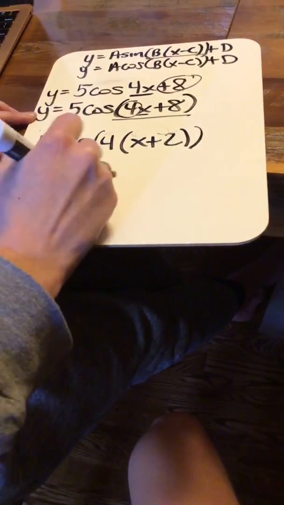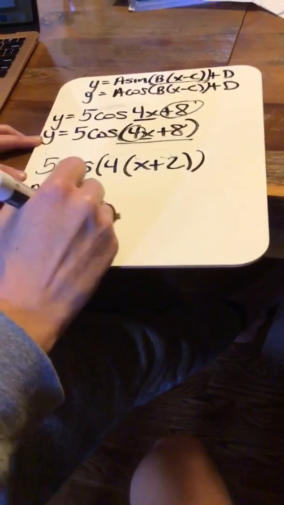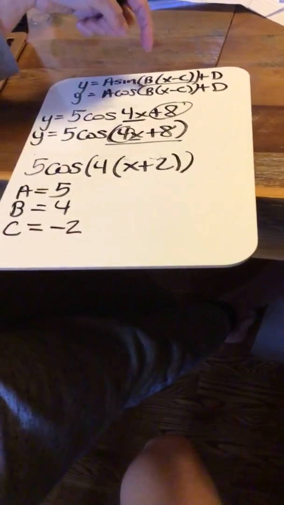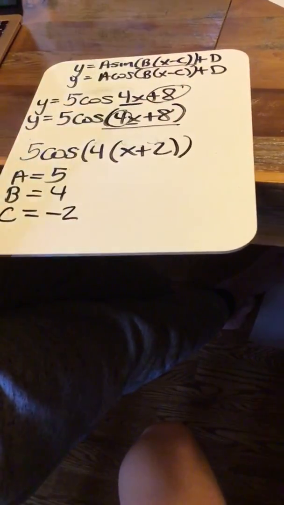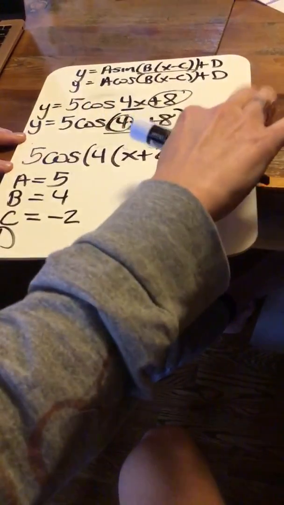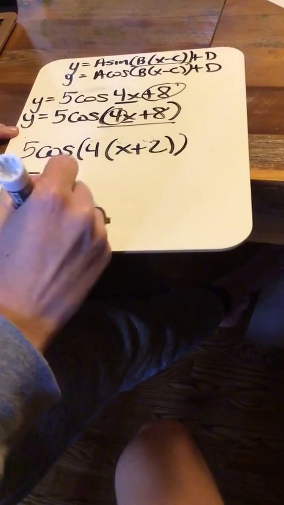Okay, so for this one, my A would be 5. My B would be 4. My C would be negative 2. Why is it negative 2? Because the formula says minus. So I have to change the sign of this. Okay? And then my D, because there's nothing outside of here, would be 0.